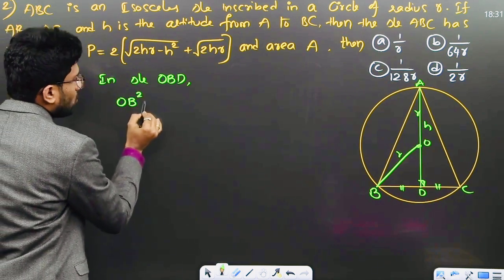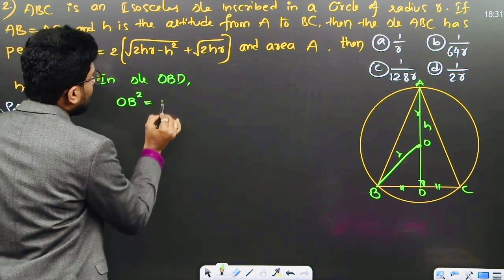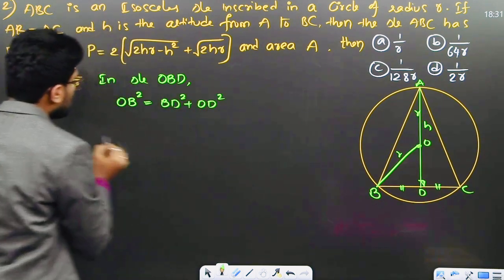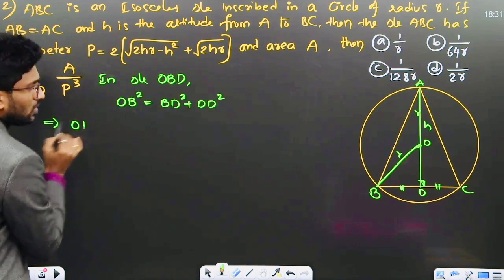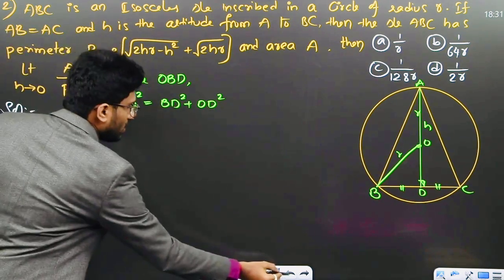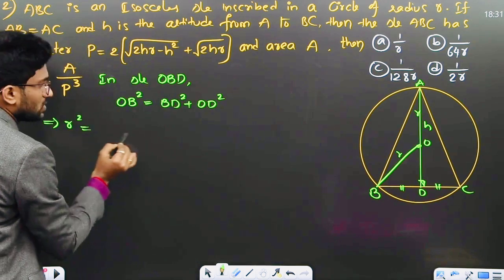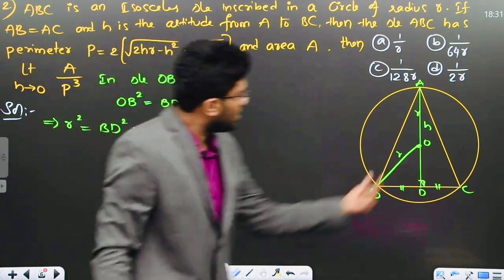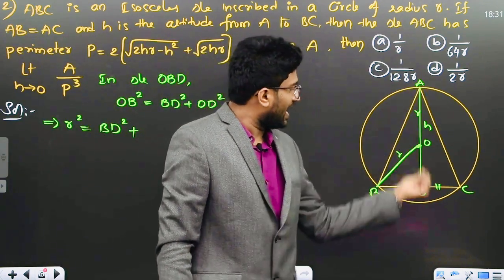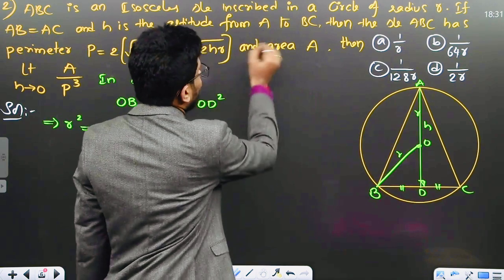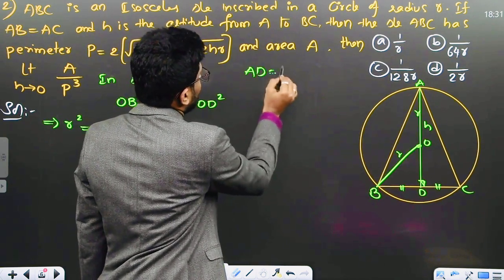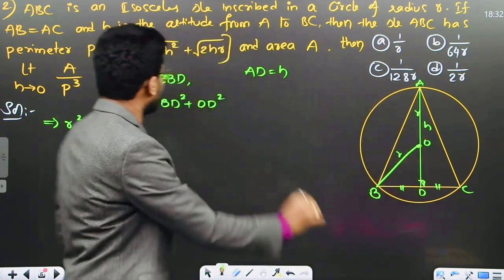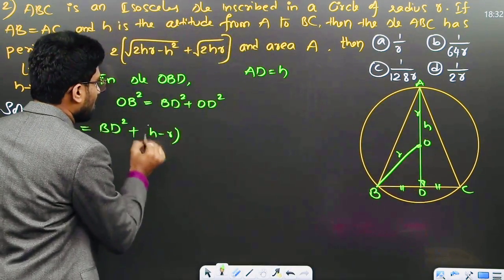OB square will be equal to BD square plus OD square. Clearly OB square is nothing but R square. So R square is equal to BD square plus OD square. How can you get OD? Because AD is completely H. They have given AD equals H, and OA is equal to R. So OD will be H minus R, plus or minus, H minus R whole square.